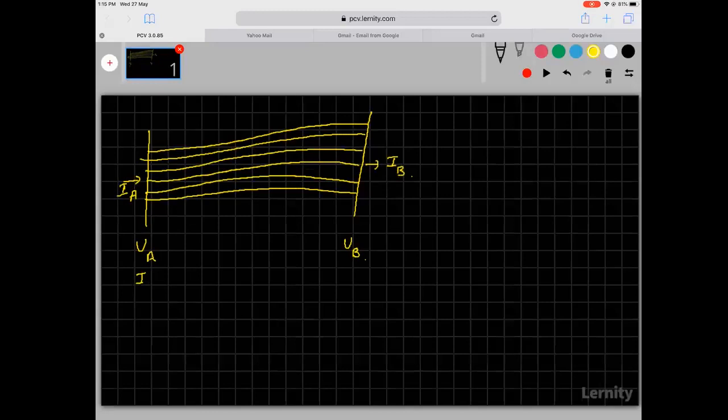And we have IA is equal to IB. This is the condition for steady state flow. And why should it happen? Because charge is not accumulated anywhere.